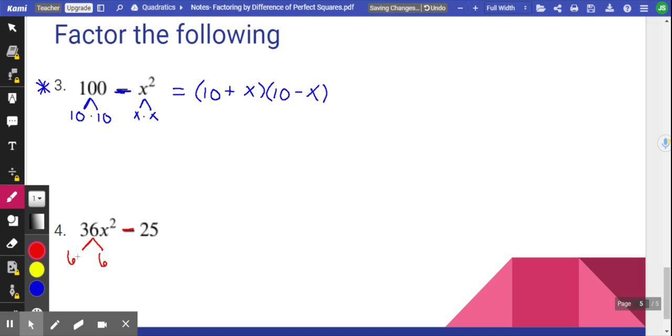We have the x squared. We've done that one a bunch. It's x and x. So 6x is going to be the first part of my parentheses. 25 is 5 times 5. Okay, so both are perfect squares, so this is going to work. The second part of my parentheses is going to be my 5s, one with a plus, one with a minus.